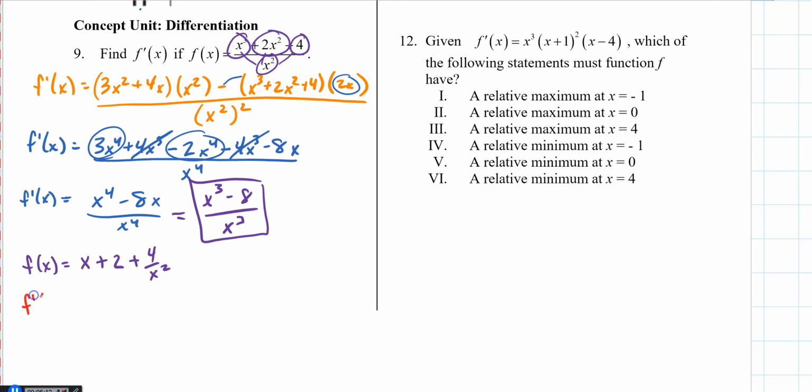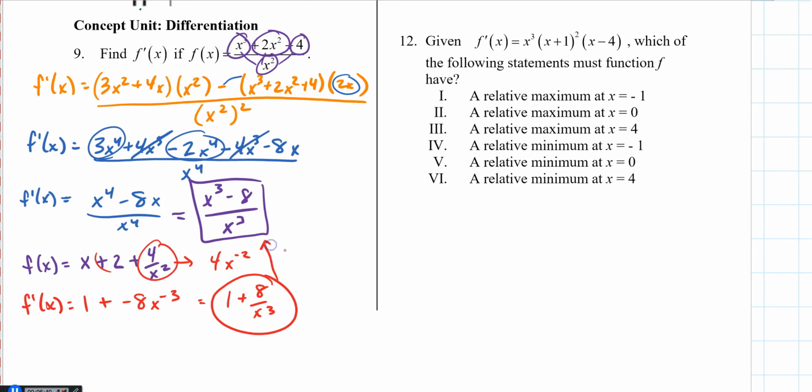polynomial-like function. And now if I take the derivative, well, the derivative of x is 1, plus the constant 2 goes away, and then 4 over x squared, I can treat that as 4x to the negative second. So I get minus 8x to the negative third, and that just becomes 1 minus 8 over x cubed, which is equivalent to that because I can simplify the first derivative that I did. I can divide everything by x cubed, and I really just get 1 minus 8 over x cubed.